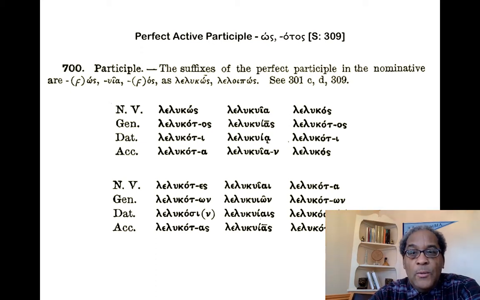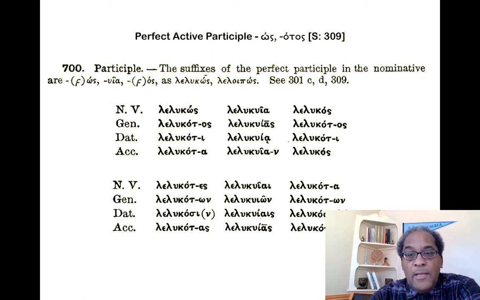λελυκώς, λελυκότος, λελυκότι, λελυκότα. So here are your endings of the third declension, -ος, -ι, -α, genitive, dative, accusative, and then in the plural, λελυκότες, λελυκότων, λελυκόσι. You always have the weirdness of the sigma making the tau disappear, but here without any lengthening of the vowel. And then the accusative, λελυκότας. So again, we have these third declension endings that you should be used to now.